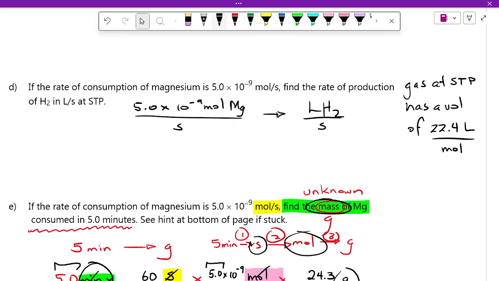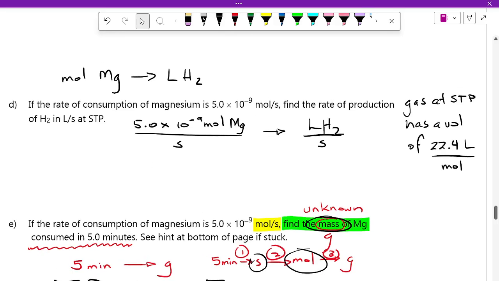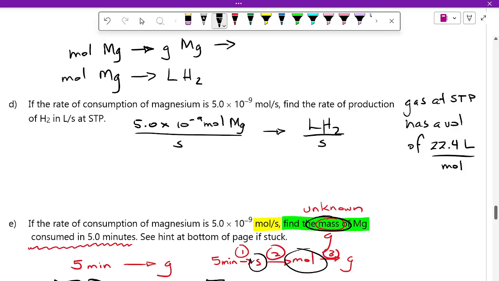Can we go from moles of magnesium directly to liters of H2? Is that possible? No. What would we have to do? We would have to go from moles of magnesium to what first? Correct. Would grams of magnesium get me closer? Can I go from grams of magnesium to liters of hydrogen? Is that easier?